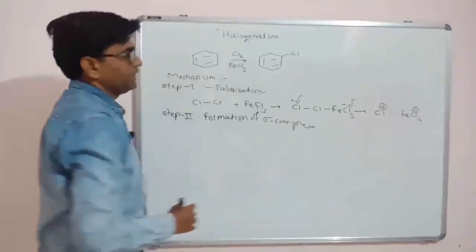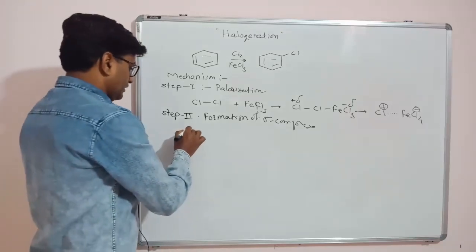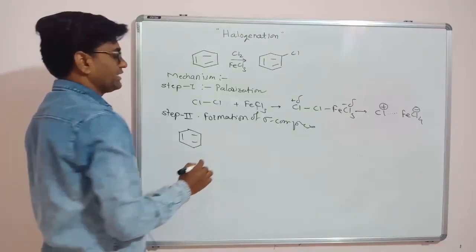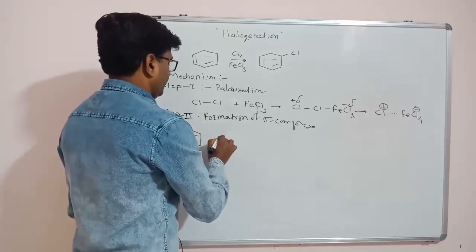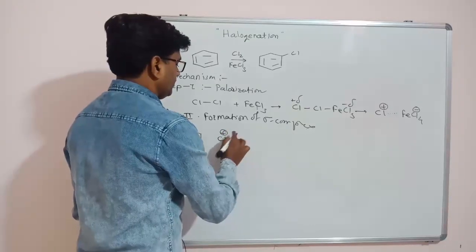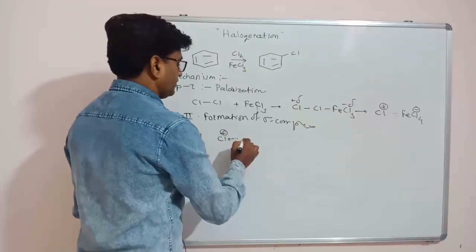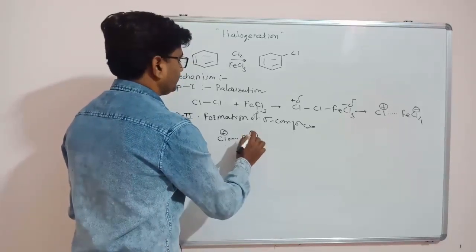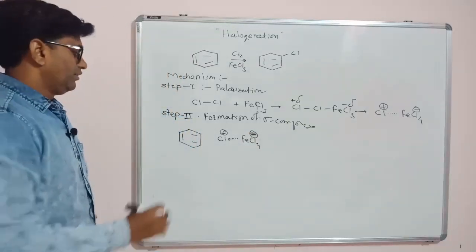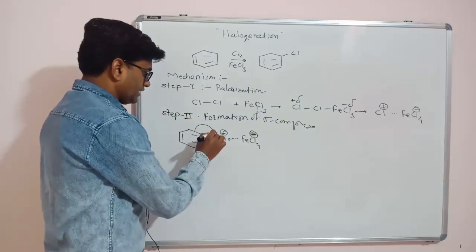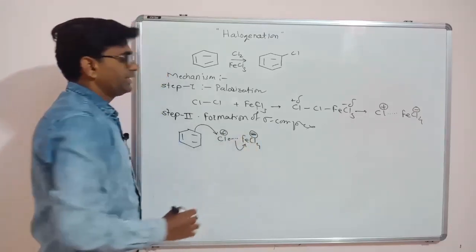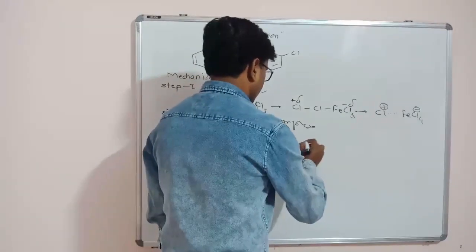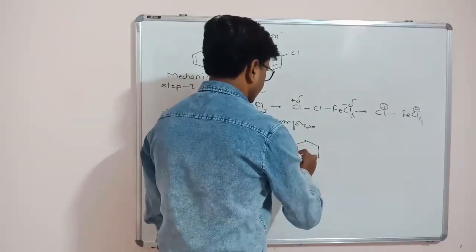Formation of sigma complex. Here the aromatic ring acts as a Lewis base, and we have this complex, that is Cl minus, stabilized by this ionic bond, FeCl4 minus. The ring is electron rich. Now this pi bond will attack on this Cl plus, and this is the complete breaking of FeCl4 minus. So we will get a compound that is called a sigma complex.